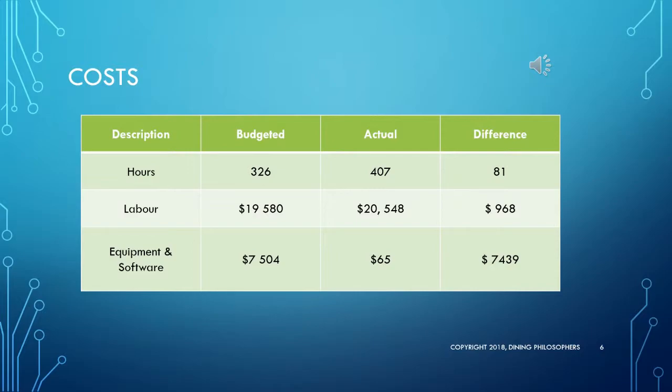Also with our labour, we were able to engage junior software developers and bring down the cost of the hourly rate of their engagement. And with the equipment and software, as we've already noted, we were able to bring in hardware from other projects, which has brought the actual cost down to $65, which is mostly for a subscription to Jira and some catering.